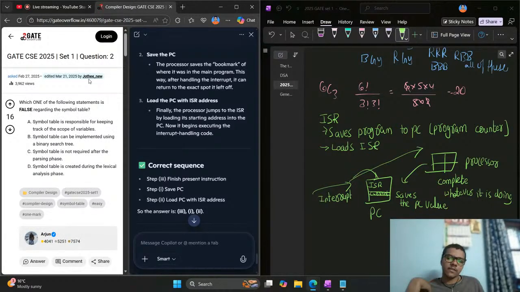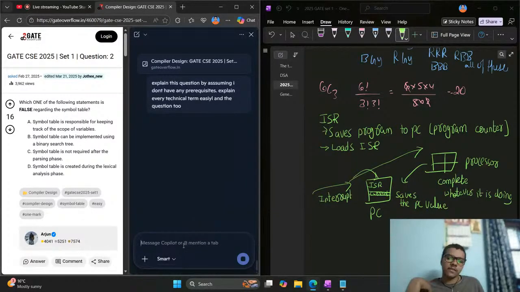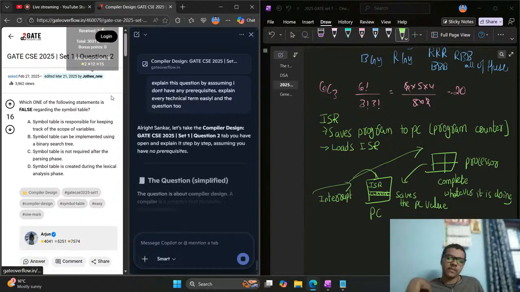Next: which of the following statements is false regarding the symbol table? Symbol table is responsible for keeping track of the scope of variables. Symbol table can be implemented as a binary search tree. Let's give it the tab and let's finish this. Let's see what we got.